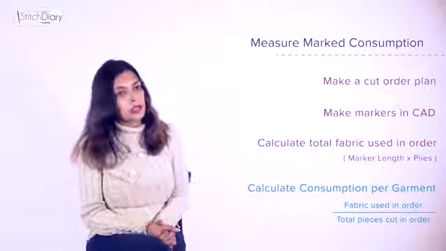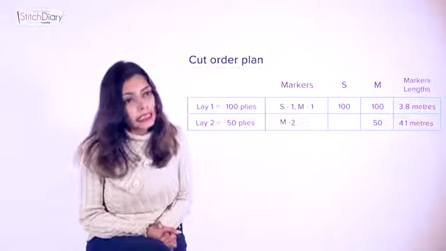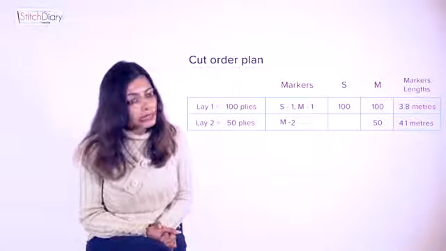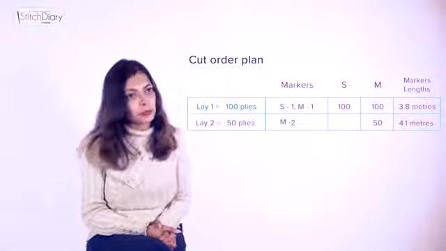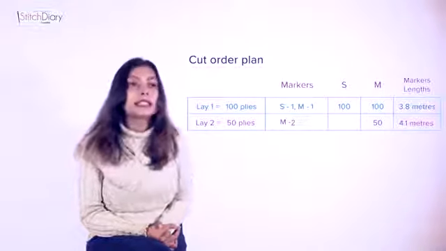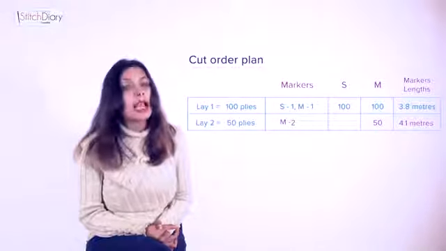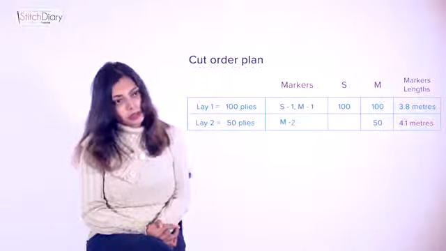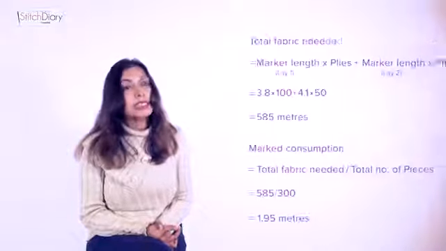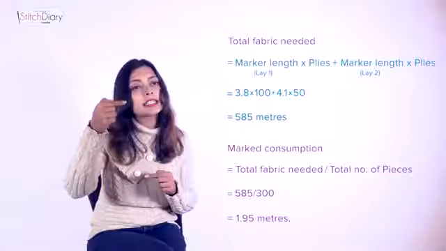consumption per garment. To understand this, let's take a very simple example. Let's say for an order, we made the cut plan and we have first lay, which is for 100 plies and has a marker of 1 piece small and 1 piece medium and has a marker length of 3.8 meters. The second lay is of 50 plies. It has a marker of 2-piece medium and has a marker length of 4.1 meters. So the total fabric that we will use in this order is 585 meters, marker length times plies, and a sum for each individual lay.